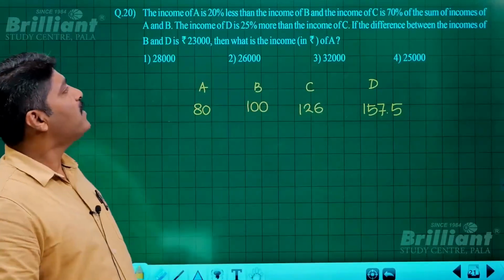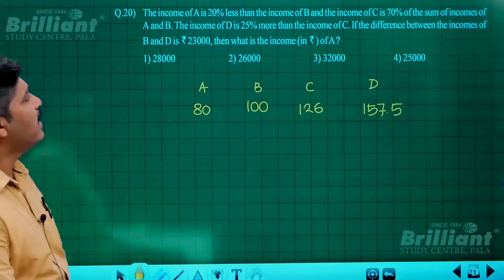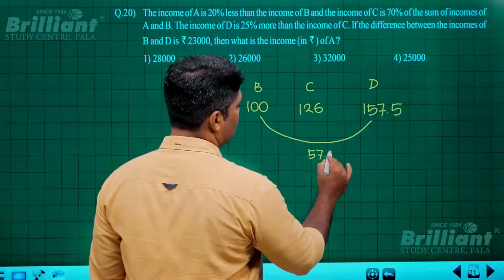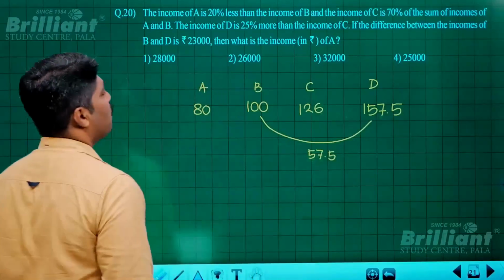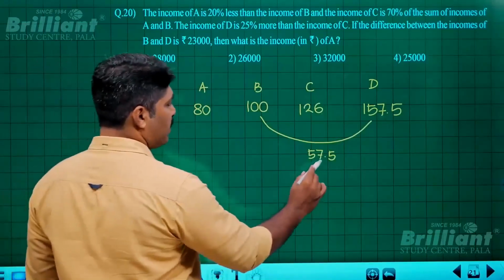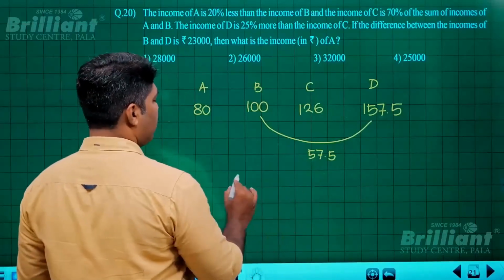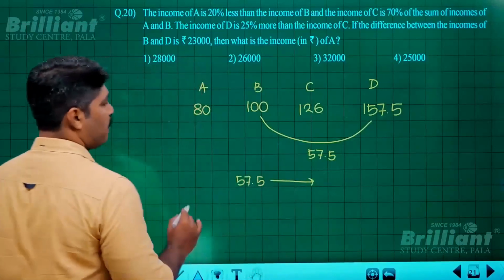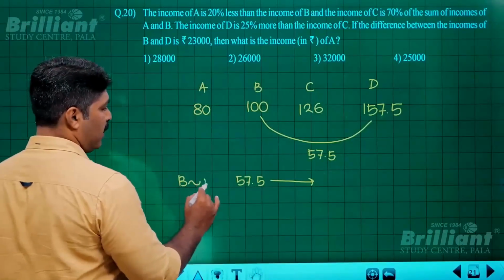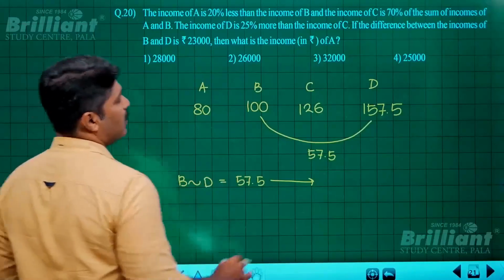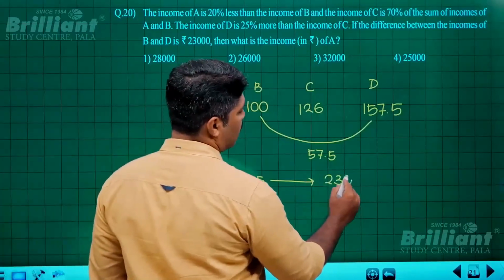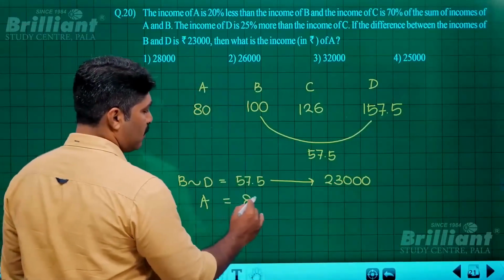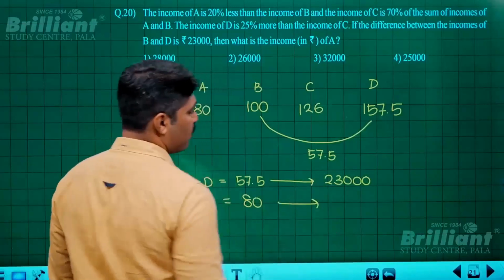Correct? Then after that, the difference between the incomes of B and D. What is the difference here? That is 57.5. Then what is the income of A? So 57.5 is the difference between B and D, and this is equal to 23,000. Then what is the income of A? That is represented by 80. So we have to find out the value here.